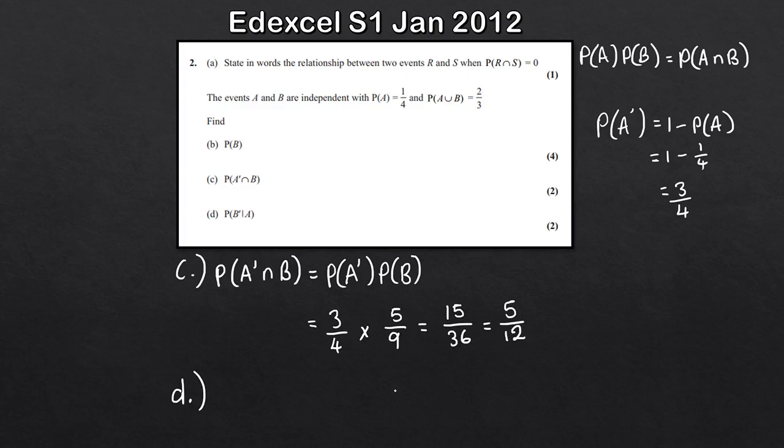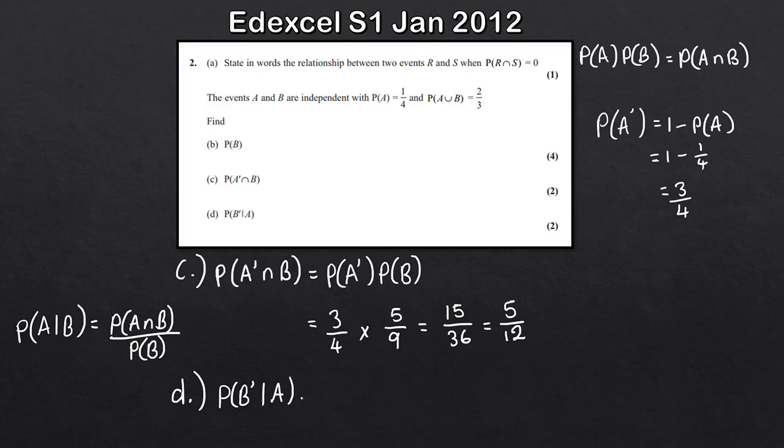And there's a formula for this in your formula book for conditional probability. So remember, if you're looking for the probability of A given B, this is equal to the probability of A intersection B all over the probability of B. So we just need to apply that now for our given probability here. So the probability of B complement given A is equal to the probability of B complement intersection A all over the probability of A there.